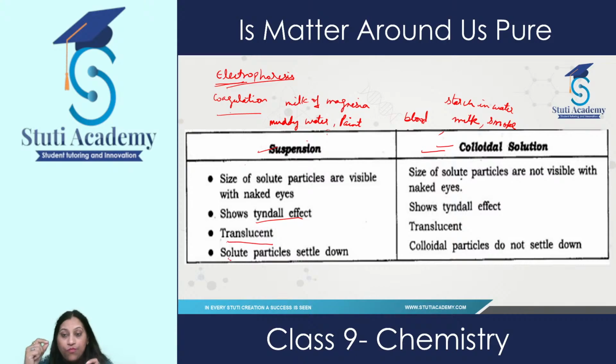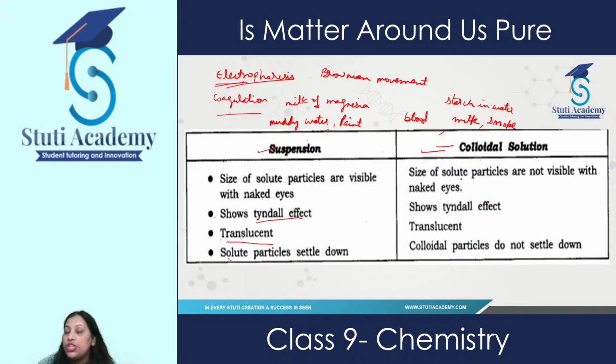And the movement of particles in the solution shows the Brownian movement. As I told you in the previous chapter, when the particles follow a zigzag path or they are moving randomly, that kind of movement is known as Brownian movement. So in colloidal solution, the particles can move randomly, and under the influence of electric field, they can move easily.